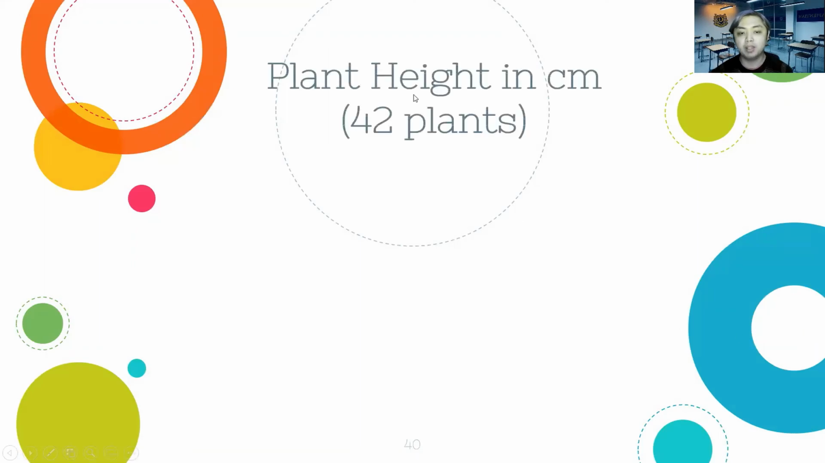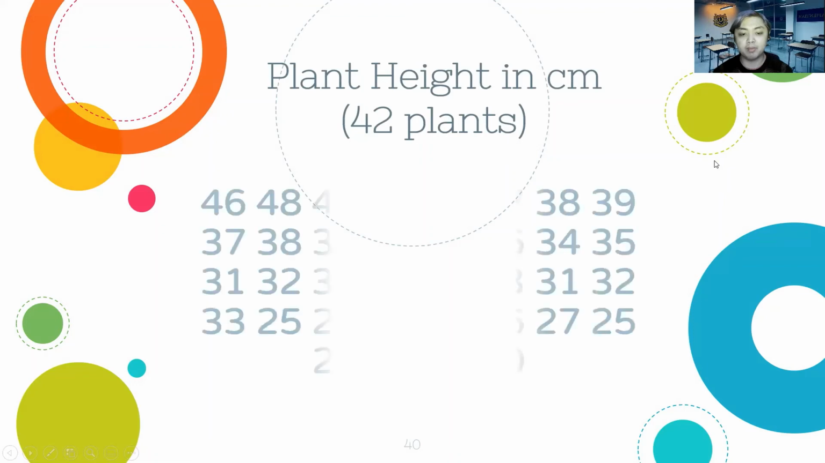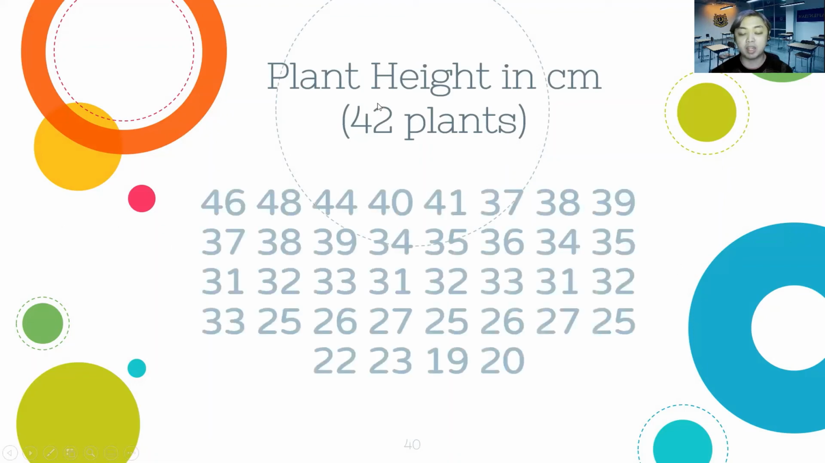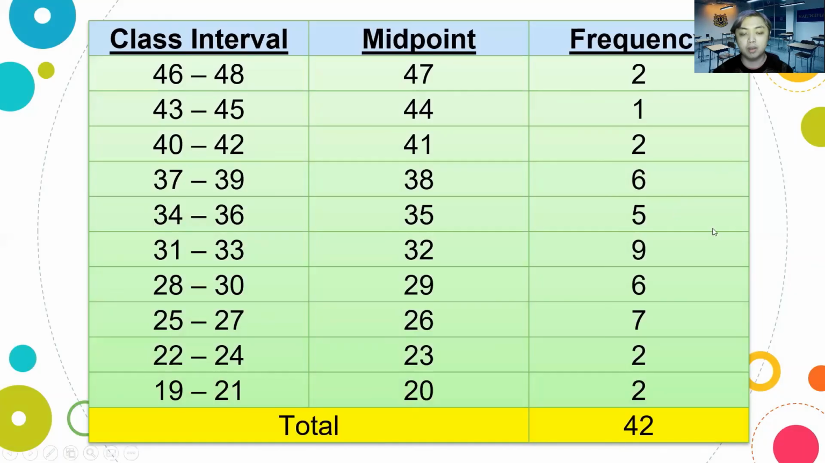So for example, we have plant height in centimeters and we have 42 plants. Ayan yung data na nakuha mo. Okay, we can arrange that in the form of table. So the highest score is 48 and the lowest score is 21. So we can set class intervals. The highest point is 48, the lowest point is 19. The lowest score is 19. So we arrange them. We have class interval, then identify the midpoint, and then determine the frequency that is present in each class interval. Okay?